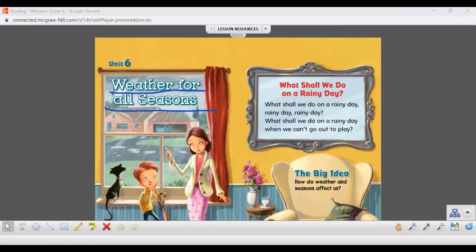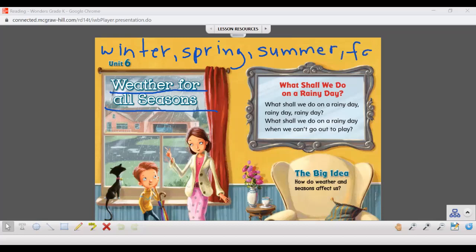What is the weather generally like during each of the four seasons? Remember, we have winter, then comes spring. Then we have summer. And the last one is fall. Those are our four seasons. And the weather is different in each one of those seasons.